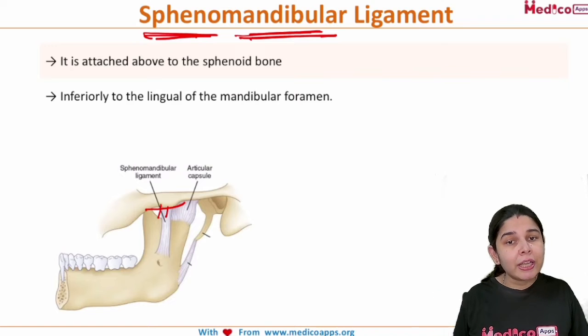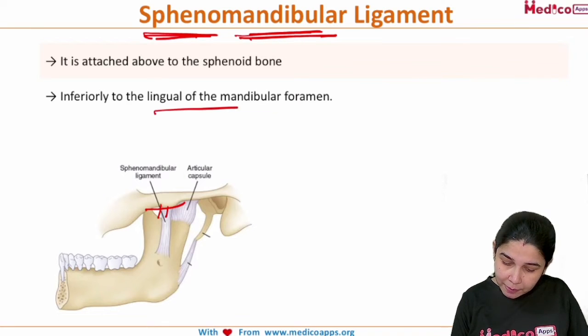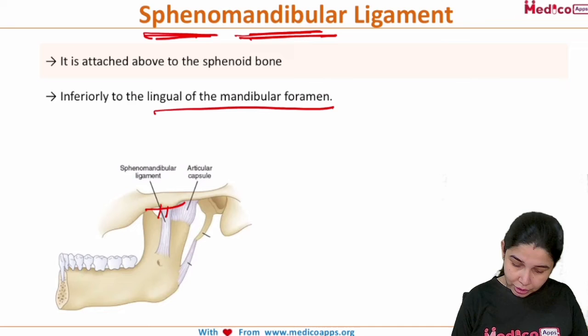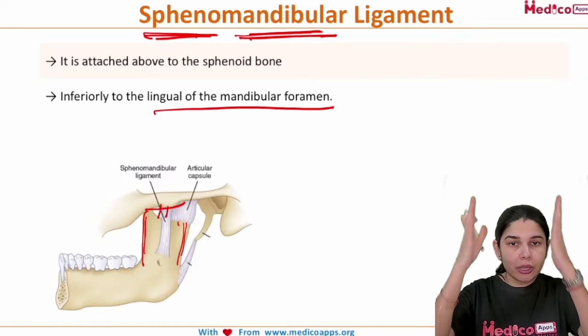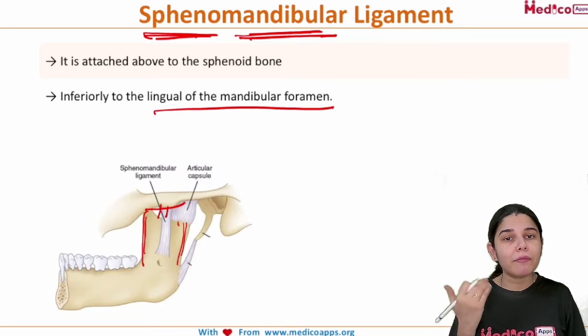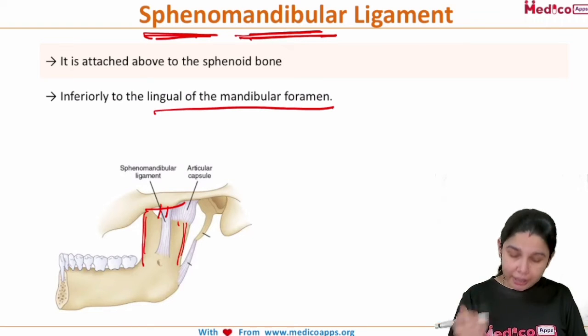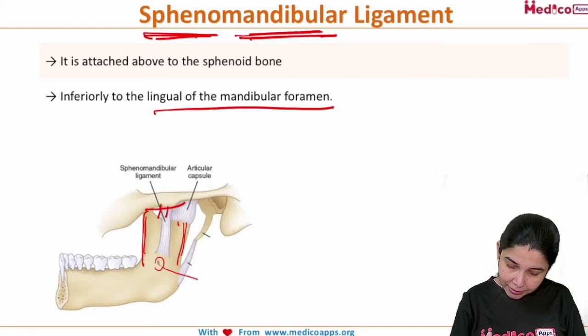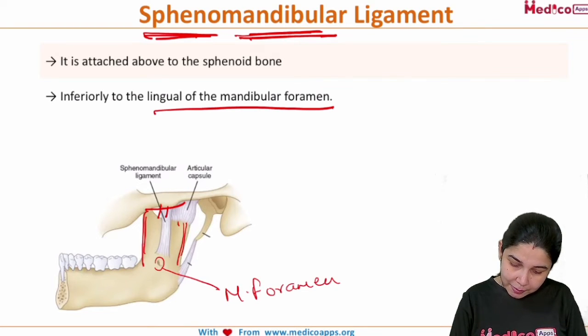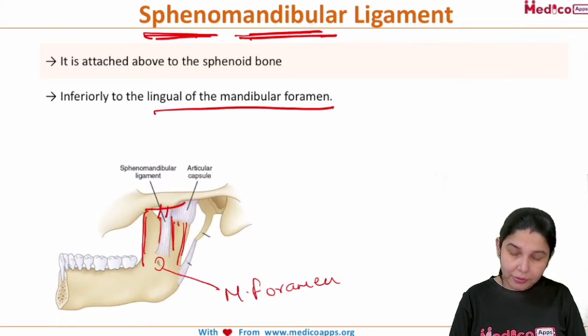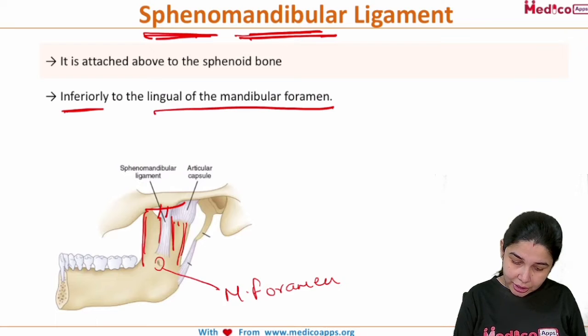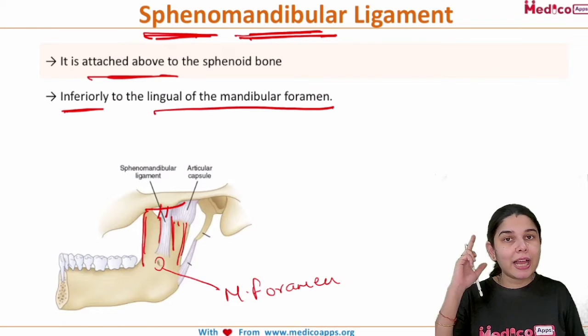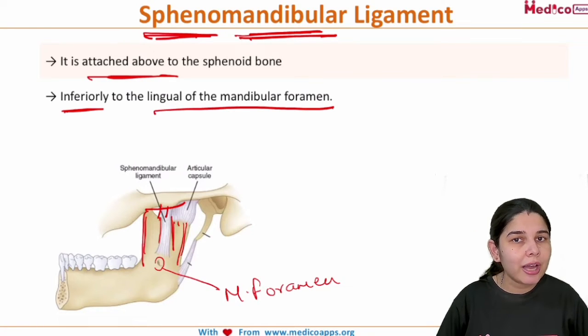Inferiorly it is attached to the lingual portion of the mandibular foramen. So here is the lingual portion. This is the inferior inside portion of the mandible we are seeing, and this is the mandibular foramen you are seeing. So it is present at the lingual portion of the mandibular foramen. Inferiorly it is attached here, and superiorly it is attached to the sphenoid bone. So I hope you are clear with this.